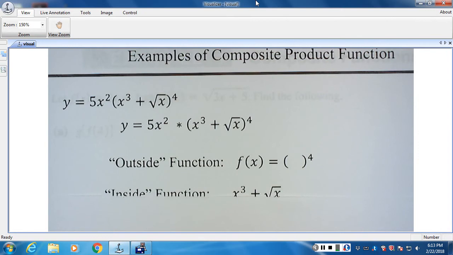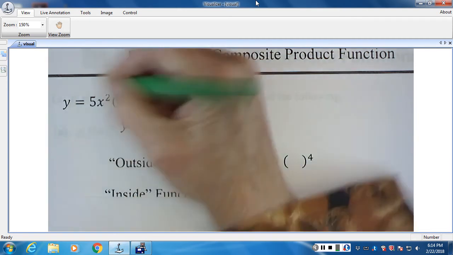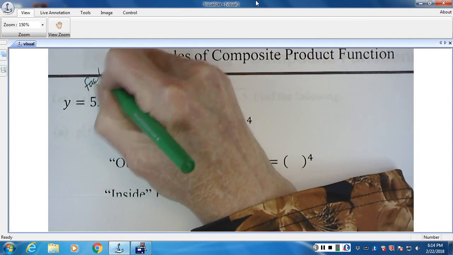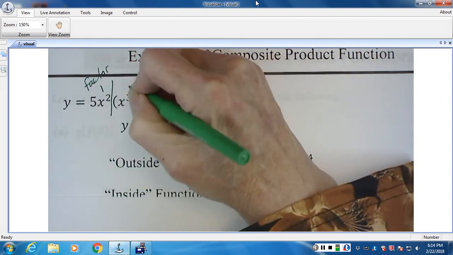This one is an example of something that's more than just a composite function, although there is a composite function in there. This function actually consists of a product, because this is factor 1, and this is factor 2.